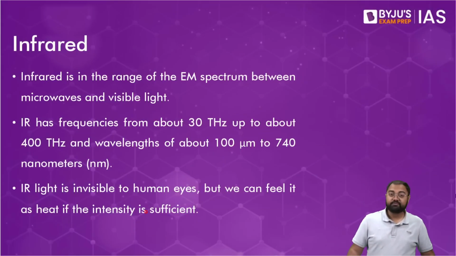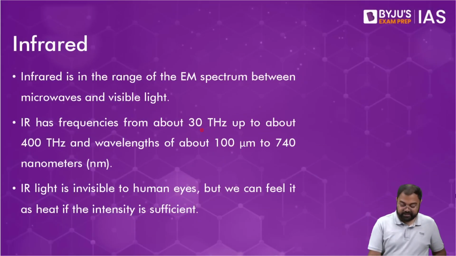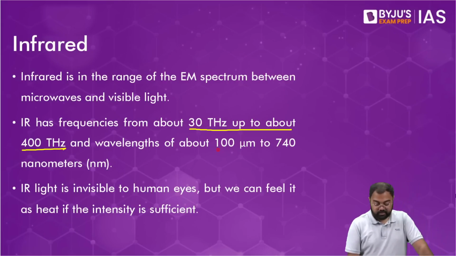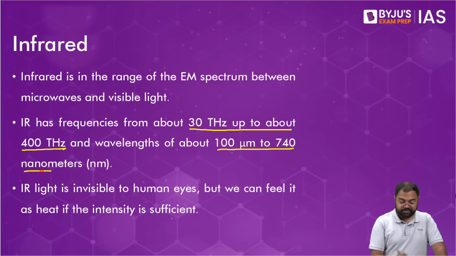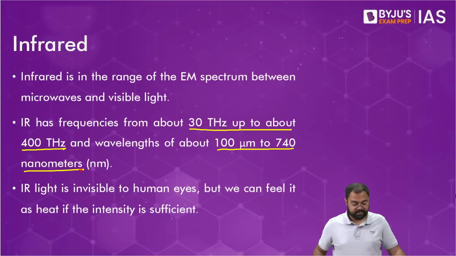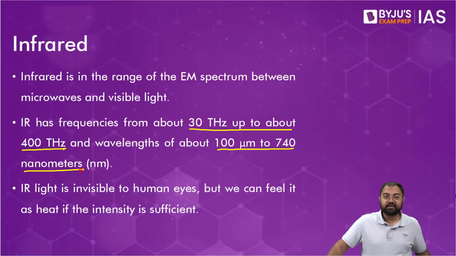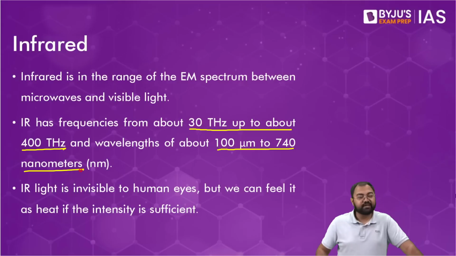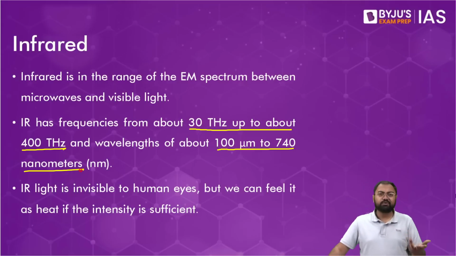Then after that, we have the infrared. Now, infrared is between 30 terahertz up to 400 terahertz, wavelength between 100 micrometers to 740 nanometers. Now, in case of infrared, again, infrared is not visible. All these waves, they are not visible to us, right? We can't see them. Mobile phone, internet, etc., is all using radio waves, but you don't see radio waves floating around, and your eyes or your senses do not detect them.